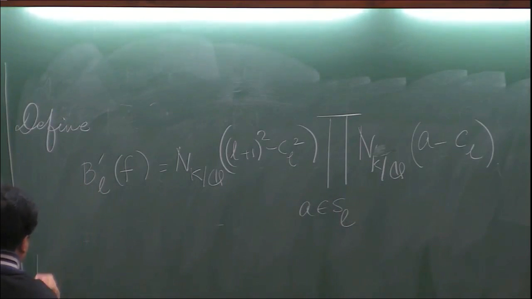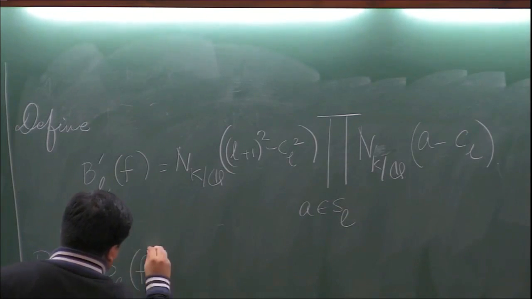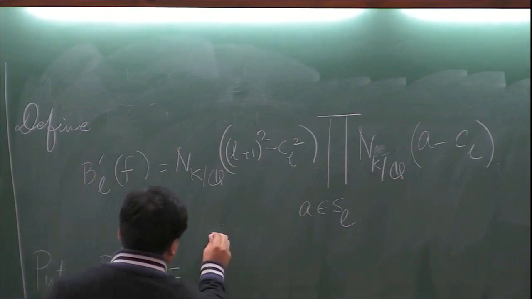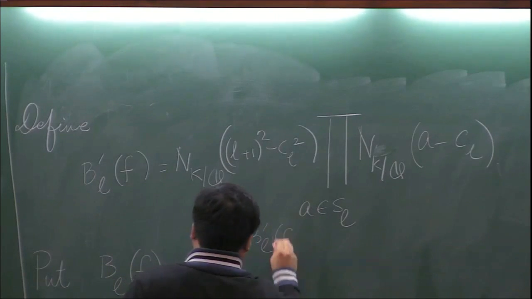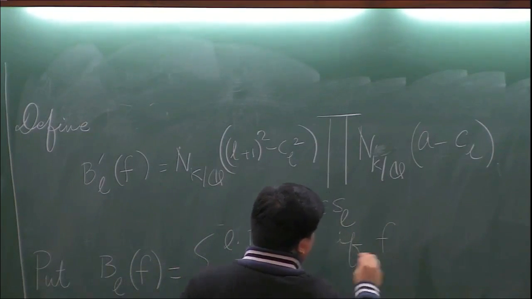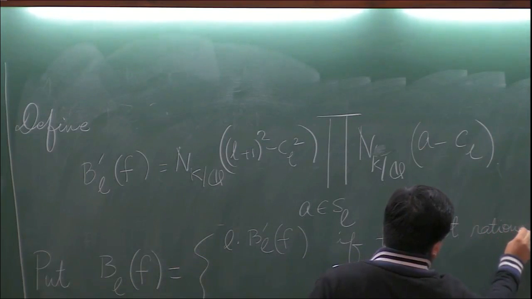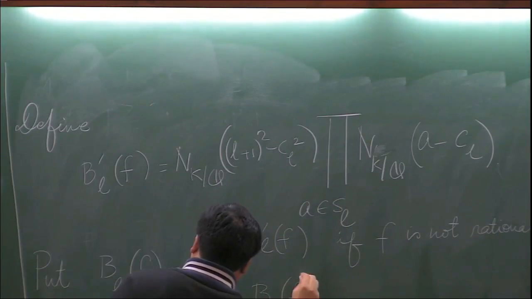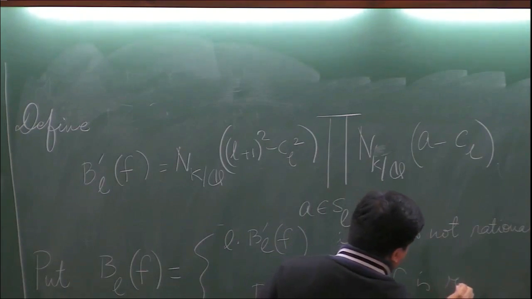And I define one more number. So you put here B_L(F). It depends upon T, yeah. So this is L times B_L prime F if my F is not rational, and you don't need this L if you have a rational modular form, so you have here B_L(F) if F is rational.